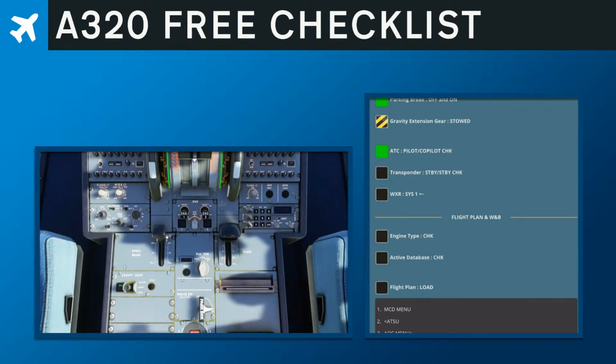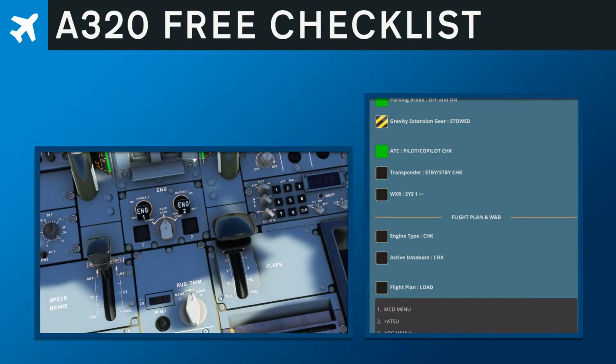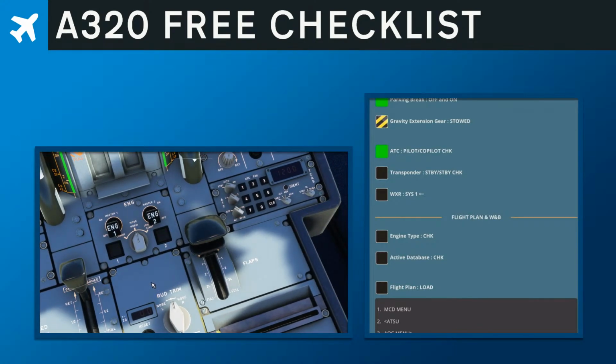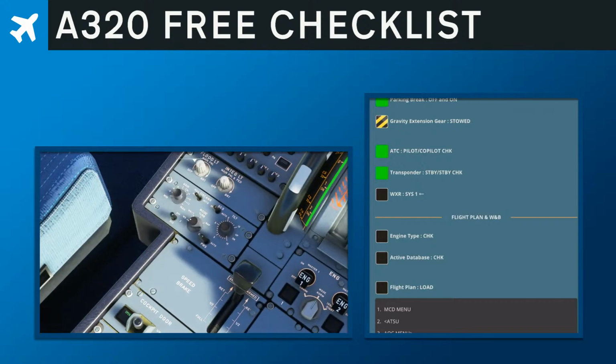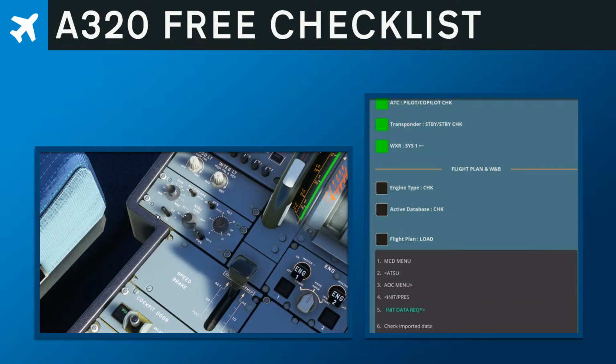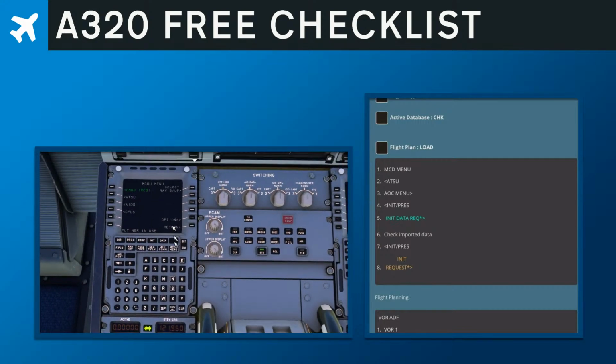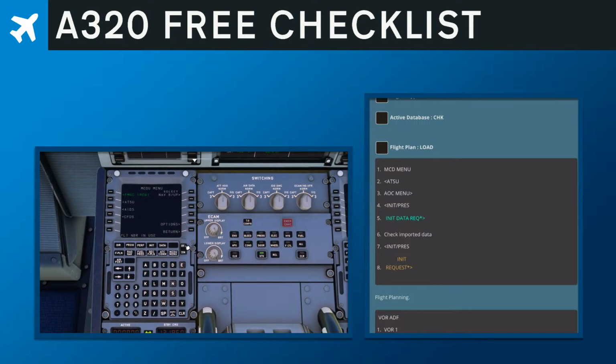Transponder is set standby and standby on the TCAS. So now while we're here, we do the weather system set to SYS1. Okay, so now we're going to go to the MCDU, and we'll just double check that we have the brightness set. So that's good.